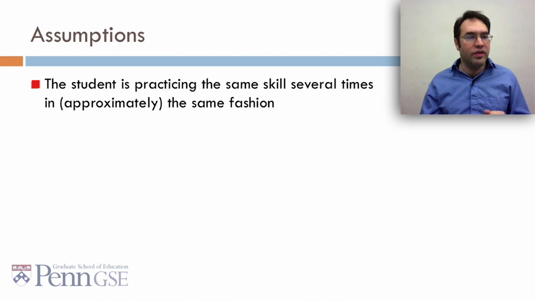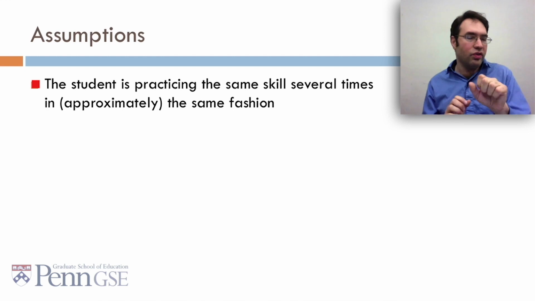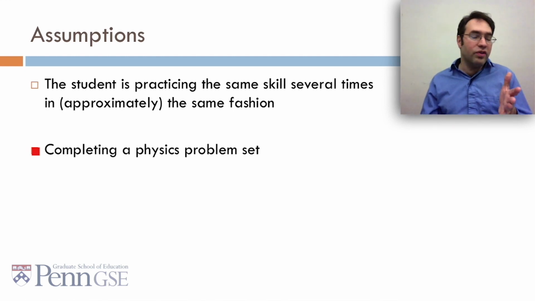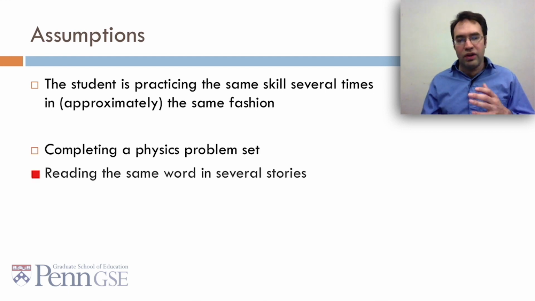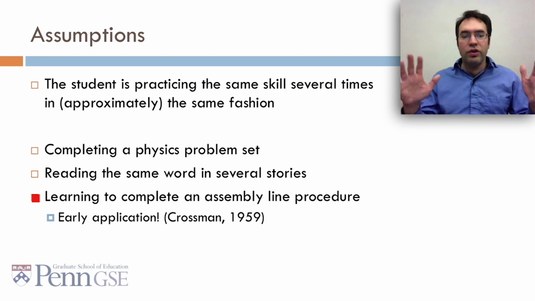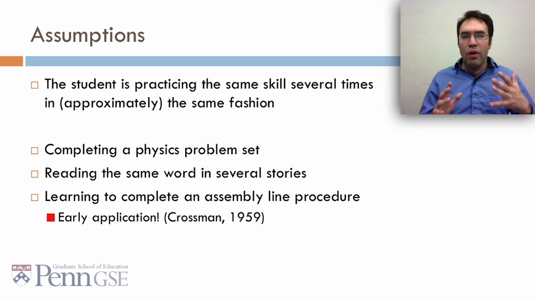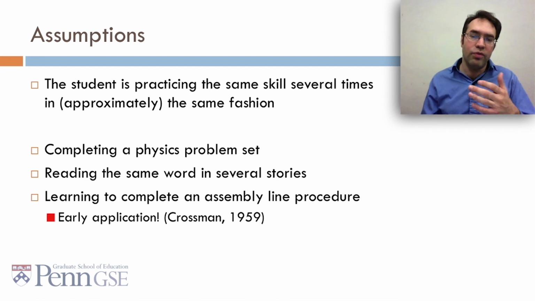First of all, let's talk about assumptions. First assumption, the student is practicing the same skill several times in approximately the same fashion. For example, completing a physics problem set, or rereading the same word in several stories, or learning to complete an assembly line procedure. One of the early uses of learning curves came from Crossman's work in looking at assembly line workers.